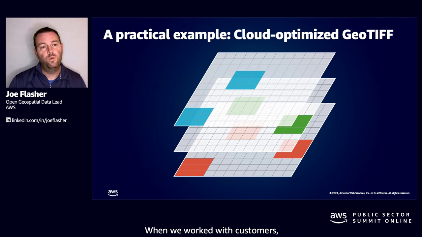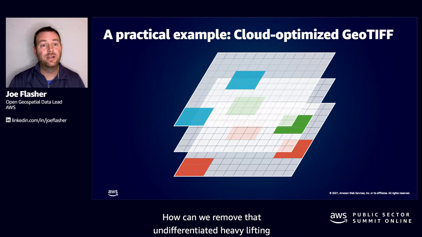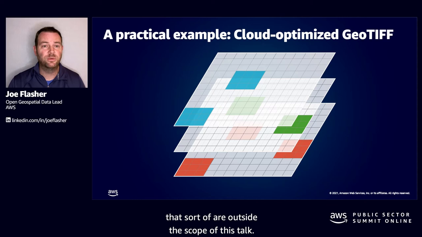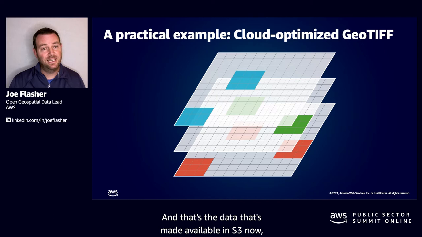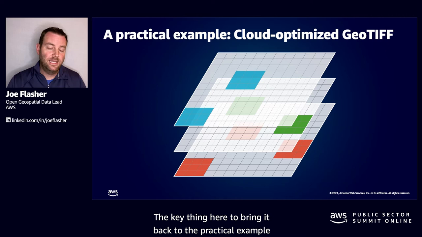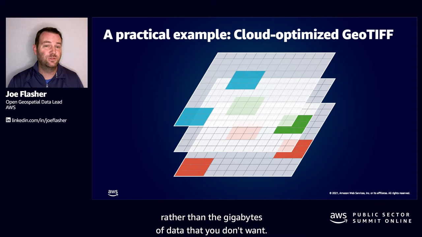When we worked with customers to make petabytes of Landsat data initially available on AWS, we said, what are your pain points for working with the data and how can we work around them, right? How can we remove that undifferentiated heavy lifting that we're seeing a lot of customers have to do? And so we worked with customers to unarchive the data. We did some other internal tweaks of the data that are outside the scope of this talk. But basically, that became known as the Cloud Optimized GeoTIFF. That's the data that's made available in S3 now if you go to access Landsat imagery. And there are a number of other satellite imagery data providers that have started using this format as well. The key thing here, to bring it back to the practical example, is that now, if you just want your field boundary and you only want the two bands, you can request just the 100 kilobytes of data rather than the gigabytes of data that you don't want.